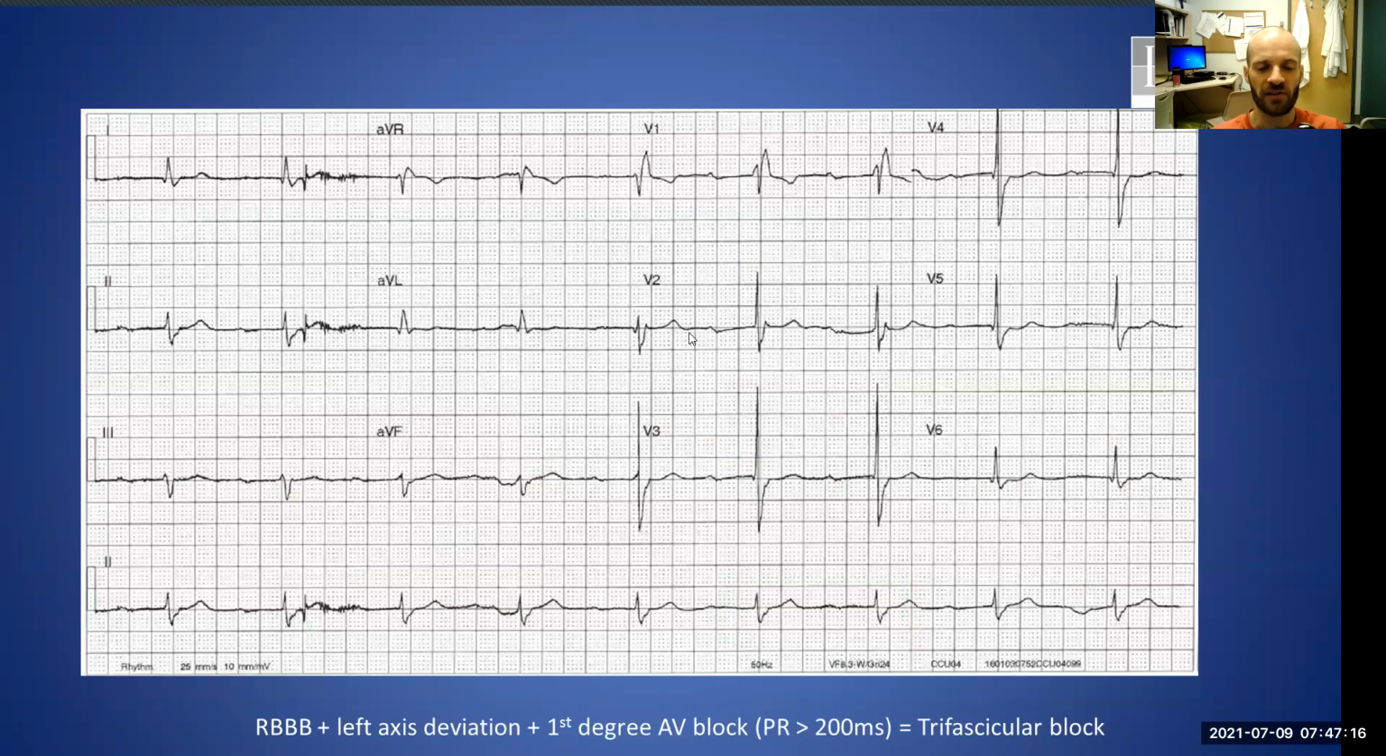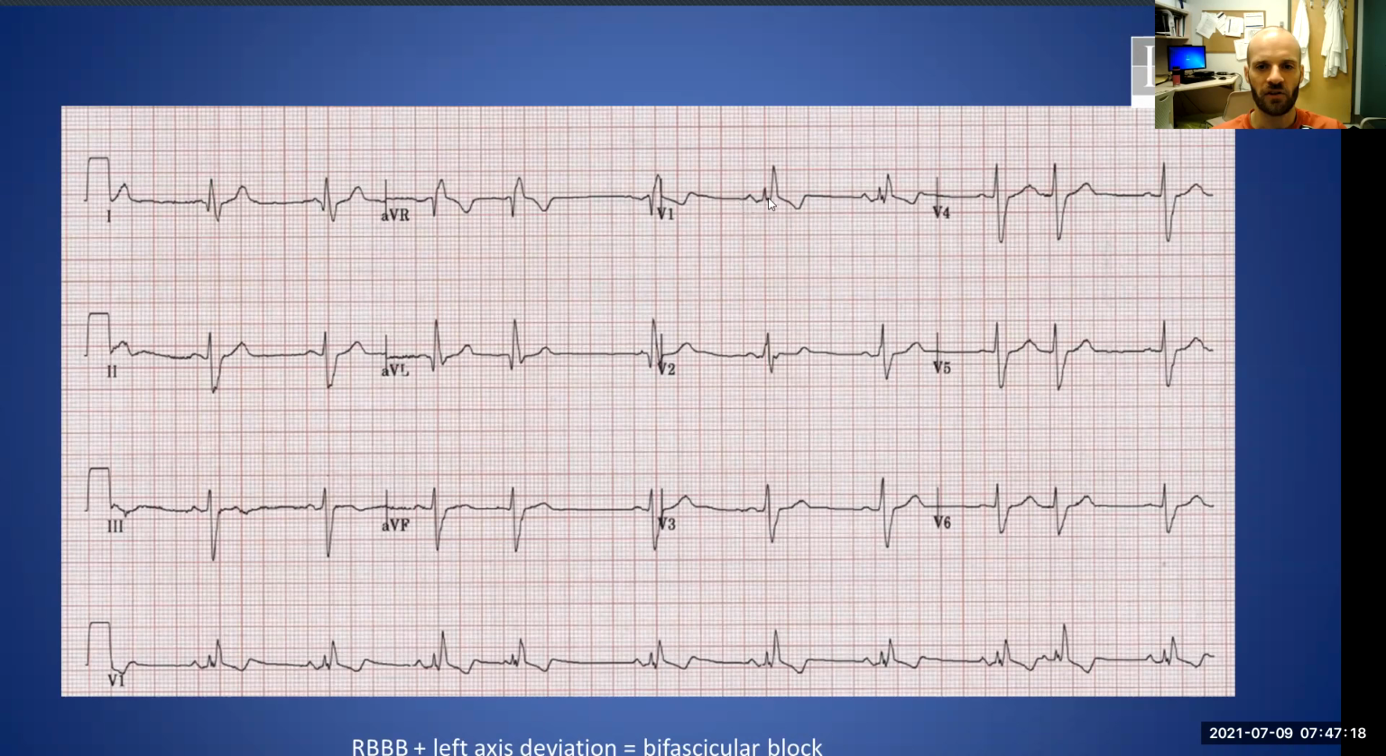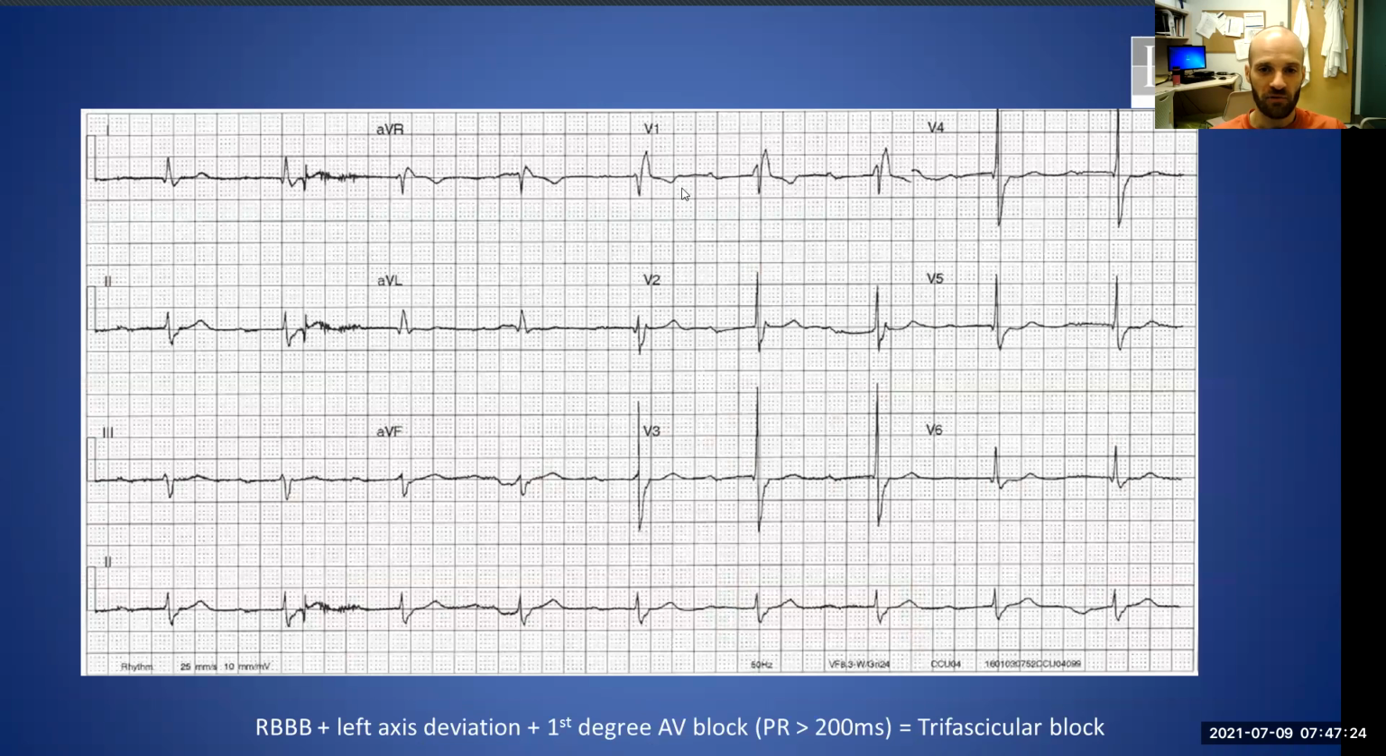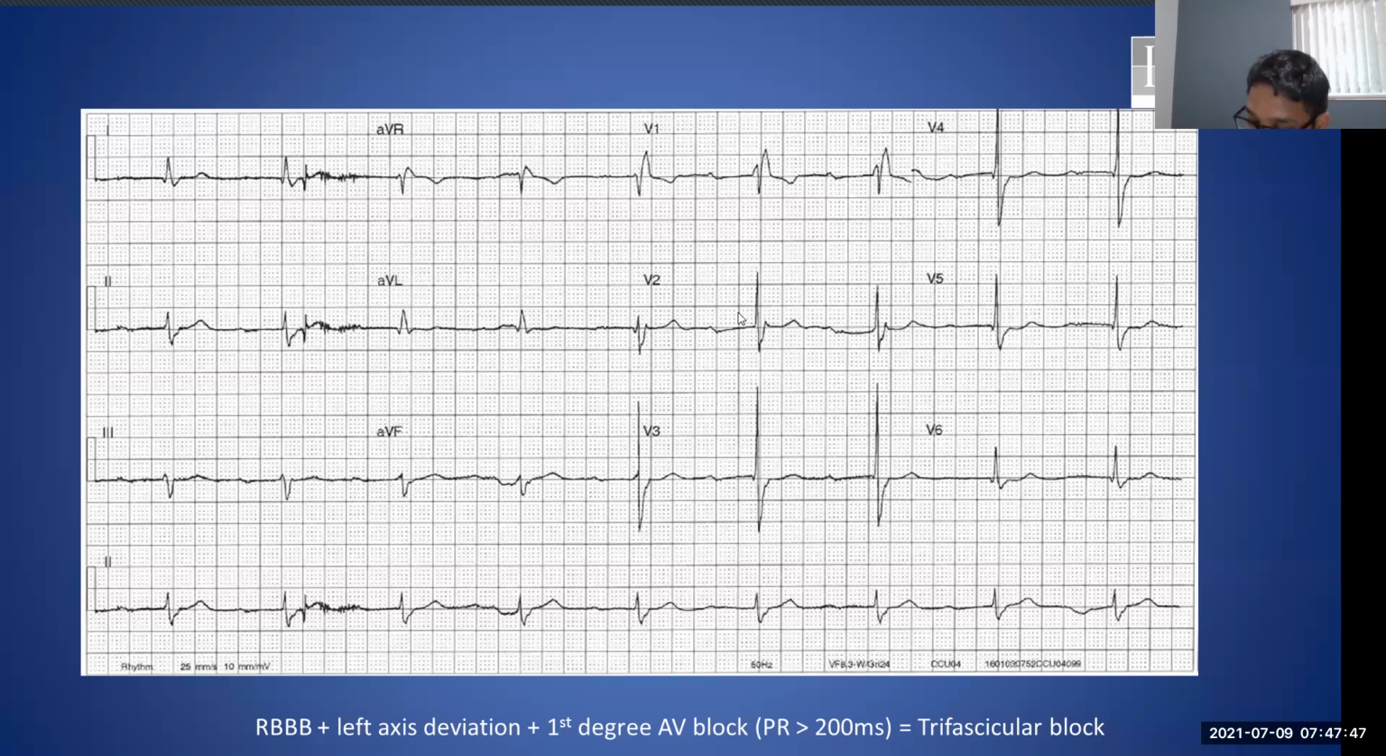But still with bifascicular block, you've still got a normal PR interval. That suggests that the conducting system's a bit more diseased. The conducting system's getting even more diseased if we've got right bundle branch block and left axis deviation, and now we've got a prolonged PR interval. That suggests that the conducting system's hanging on by a thread, and if it gets any worse, you're going to start getting high-grade AV block. Does that make sense? Yeah. Okay.